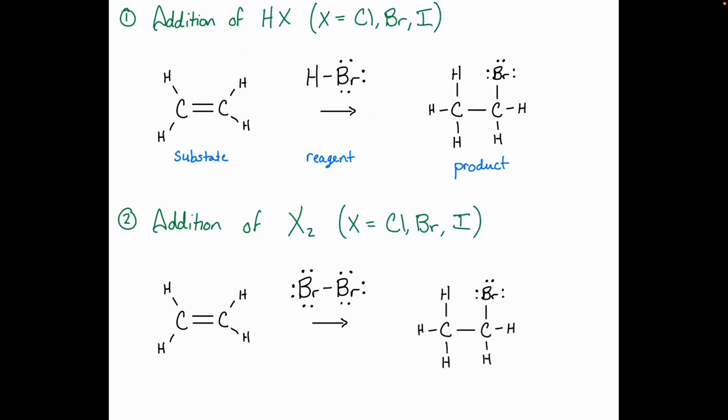All right, so my product is very similar to the previous reaction, except now it's not HBr being added, but bromine being added to both sides of that double bond. To be clear, in my reagent here, one of these bromines is added to one of these carbons, and the other bromine is added to the other carbon.